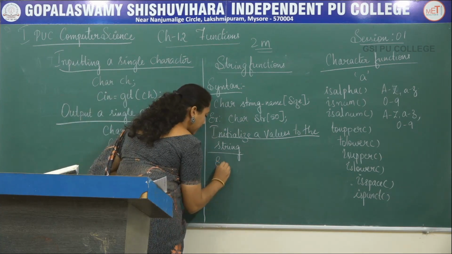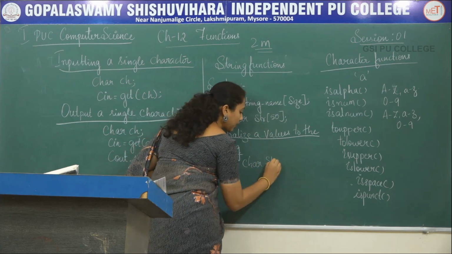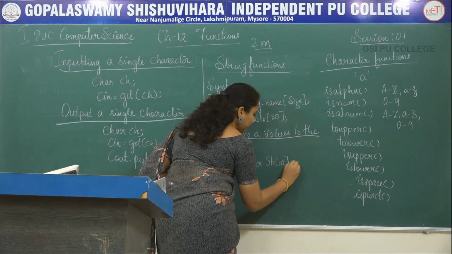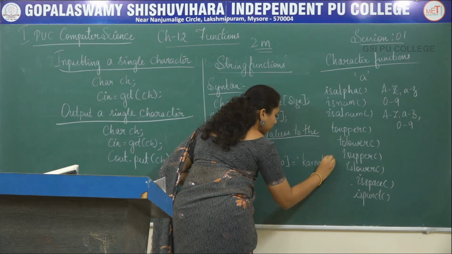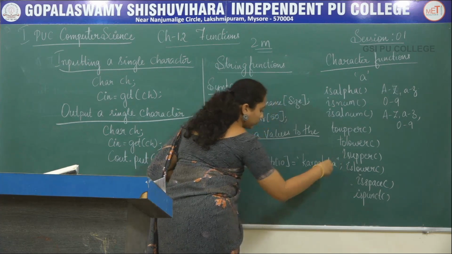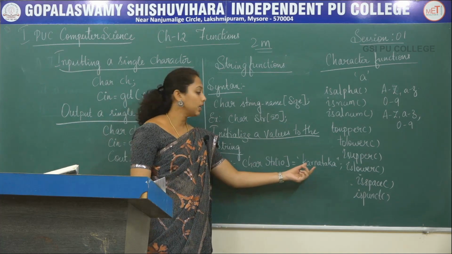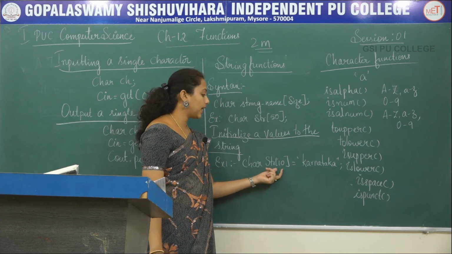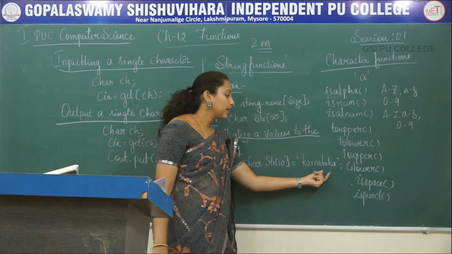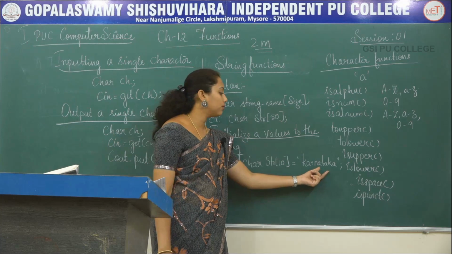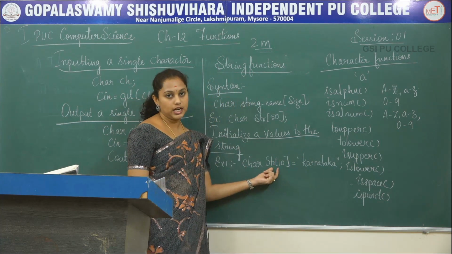So the first example is char str[10]. In this example, we are mentioning the size of the string. What is the size of the string? The size of the string is 10, and we are initializing the string value called Karnataka to the string variable str.